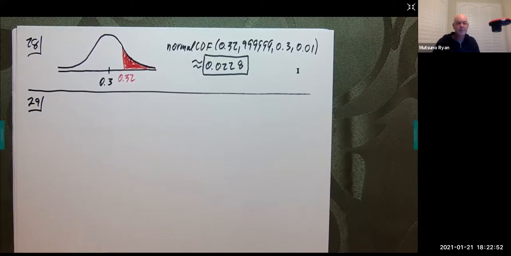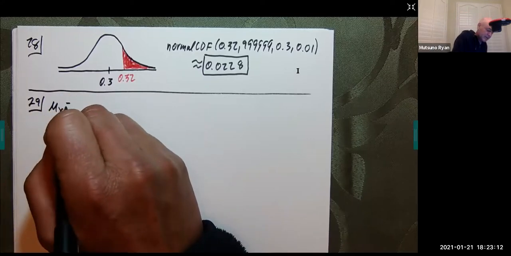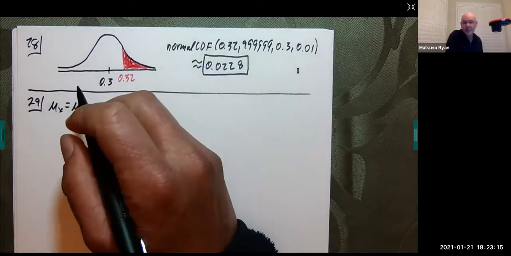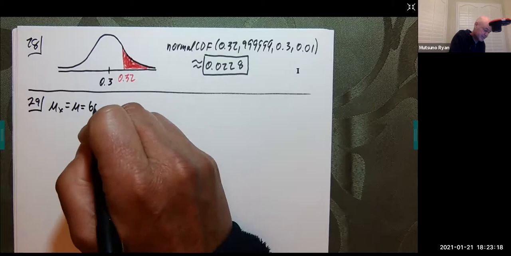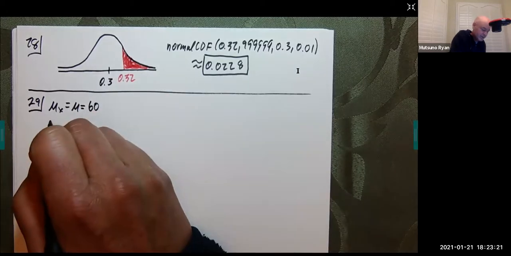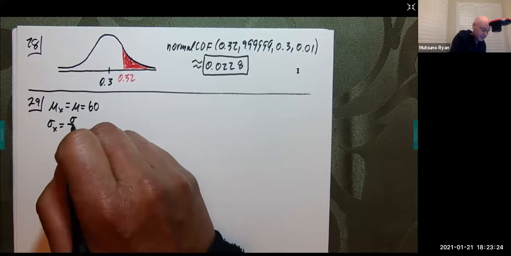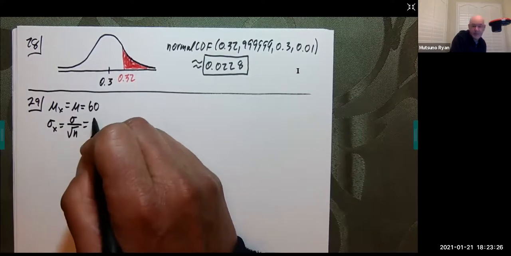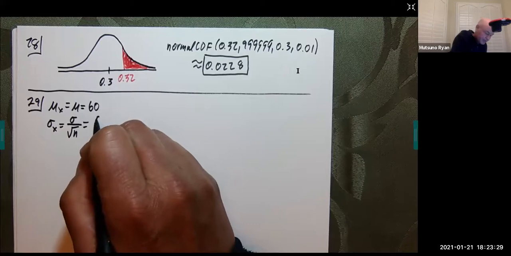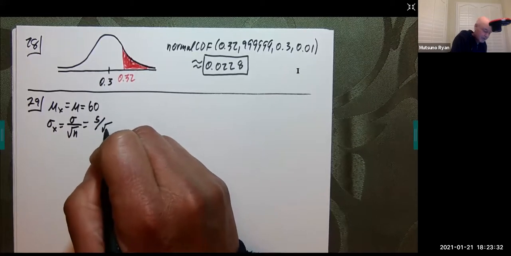Number 29. Scores on a certain test are normally distributed with a mean score of 60 and a standard deviation of 5. What is the probability that a sample of 90 students will have a mean score of at least 60.527? Now we have a sample involved, so that's going to change our standard deviation. Our mean is still going to be 60. However, our standard deviation is now going to be our original standard deviation over the square root of n. The original standard deviation was 5 divided by the square root of 90.